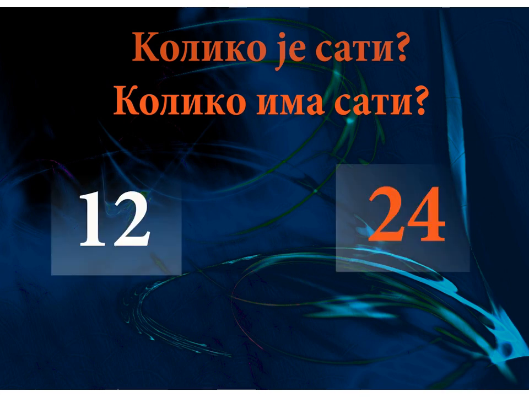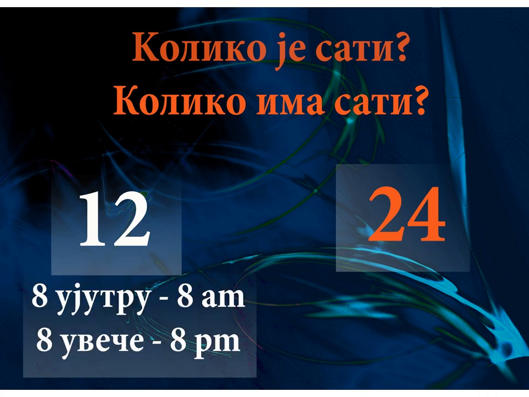Now, there's a 12-hour system and a 24-hour system. In the 12-hour system, hours go from 1, 2, 3 to 12, and then reset and start over again, 1, 2, 3, 4, and so on until 12. So we have 8 a.m. and 8 p.m., which we say in Serbian 8 ujutru and 8 uveče.